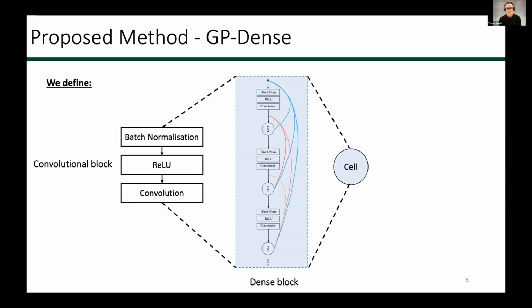So we defined what a convolutional block is. It's standard in the literature. It's a batch normalization operation followed by a ReLU activation function, and then a temporal convolution operation. Then we take these convolutional blocks and we chain them in a sequential chain with dense connections, and we define that as a dense block. Now, this dense block is analogous to a cell in cellular encoding. So it's these dense blocks that we're going to be operating on.